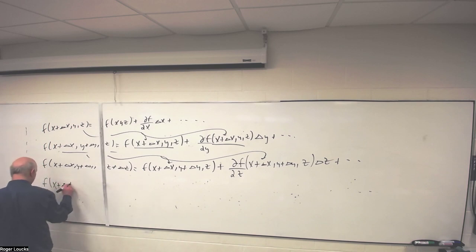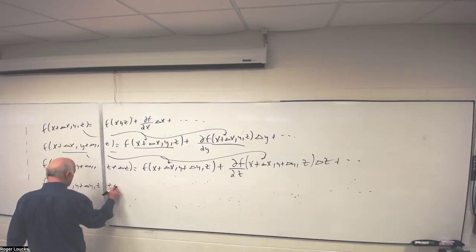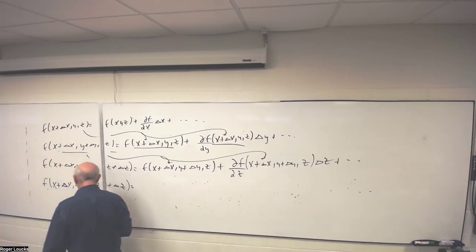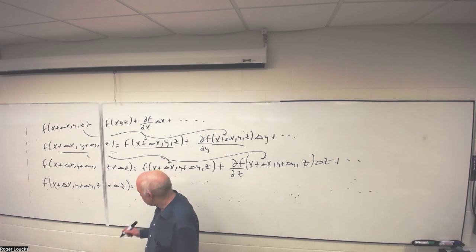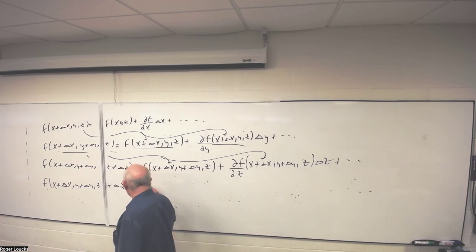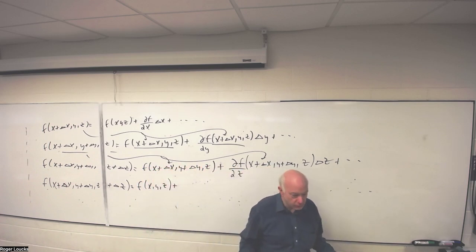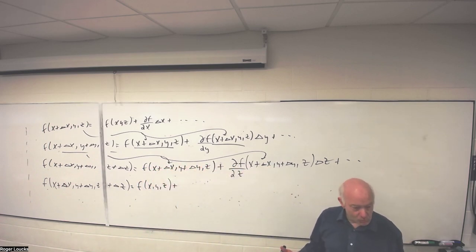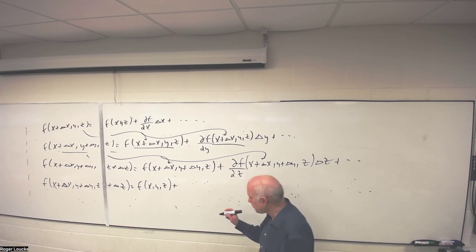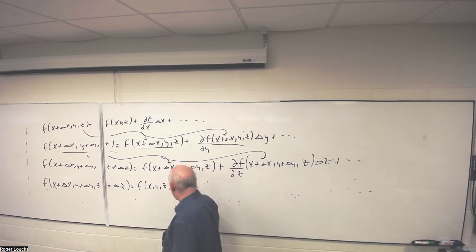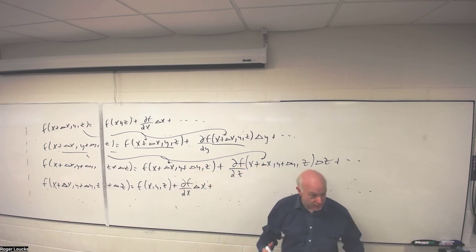So if we have this, let's write it in the form of our function. The result of this was the following. We have the original function, plus, now what were the first derivative terms? The partial of f with respect to x, this guy, times delta x, plus the same thing with y and z.